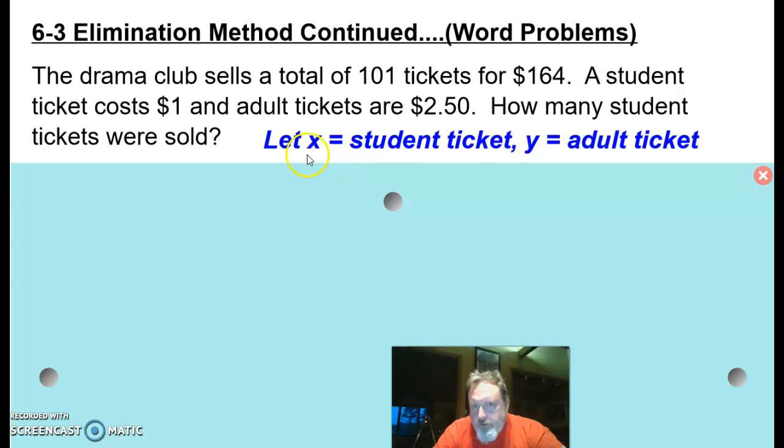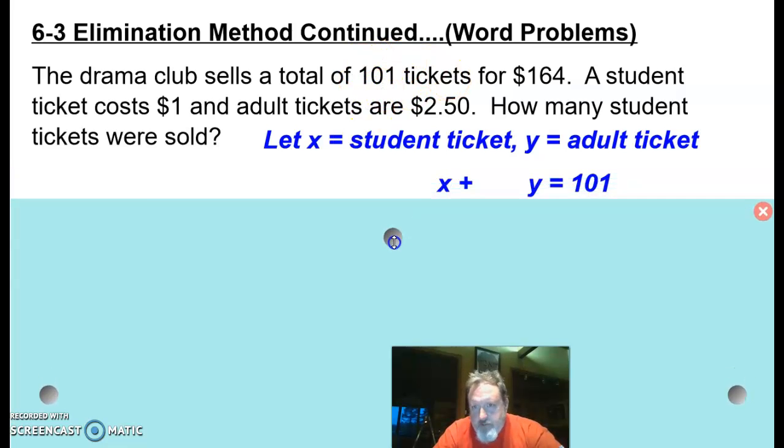So first thing we're going to do, we're going to define our variables. Let x be our student tickets and y be the adult tickets. Here's our first key piece of information. We know that the sum of x plus y is 101 total tickets sold. So there's my first equation. The combination of all the tickets, we sold 101 of them. Then I'm going to use the money piece. We know we made $164.